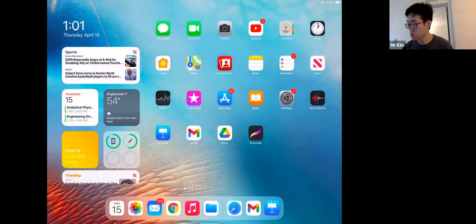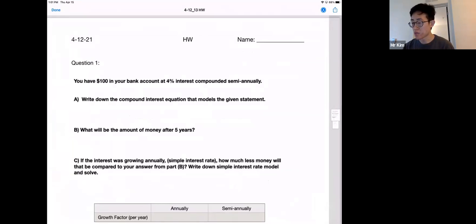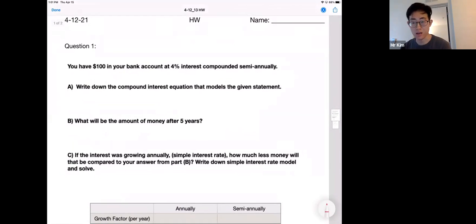So our homework. I gave you compound interest questions last time, and building upon from that formula, we can get to the value of E and where that came from and all that good stuff.